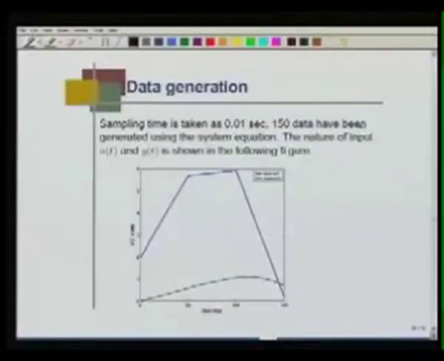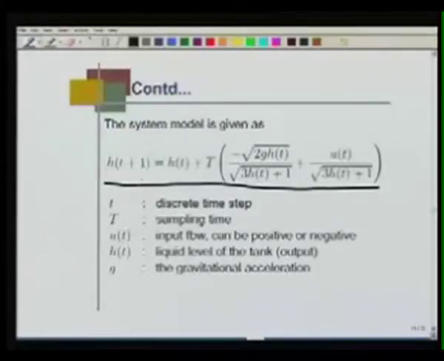So, this you will see. What we have done here is that we have taken sampling time capital T as 0.01 in the mathematical model, and 150 data have been generated using the system equation. We saw that equation, this is the equation. So, using this equation we generated 150 data.